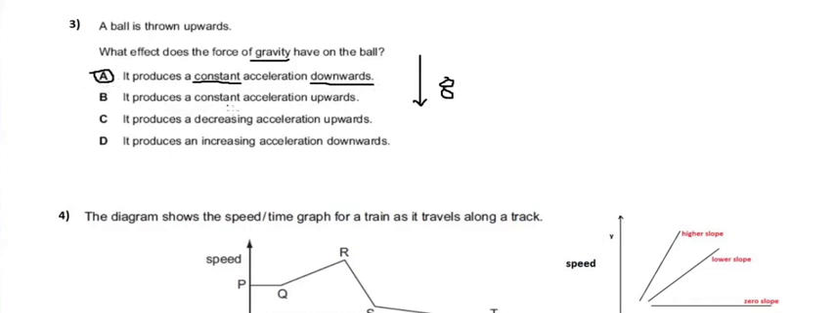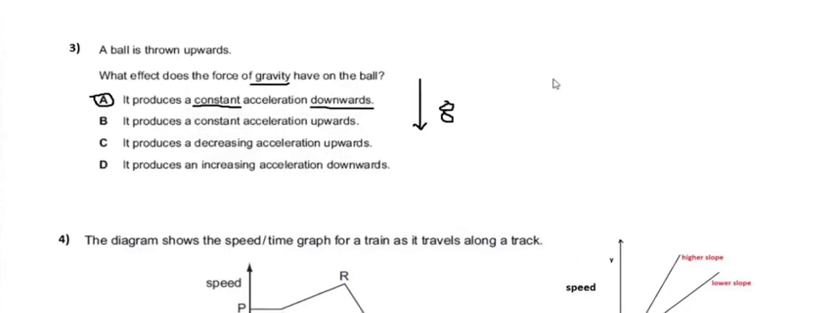Option number B, they have given constant but upward. This is incorrect. This is decreasing, upward. Option number D, increasing and downward. All are incorrect. Only A has a constant magnitude and the downward direction.